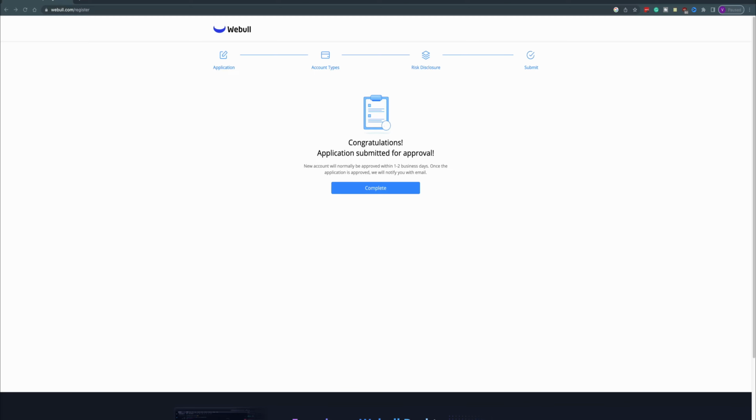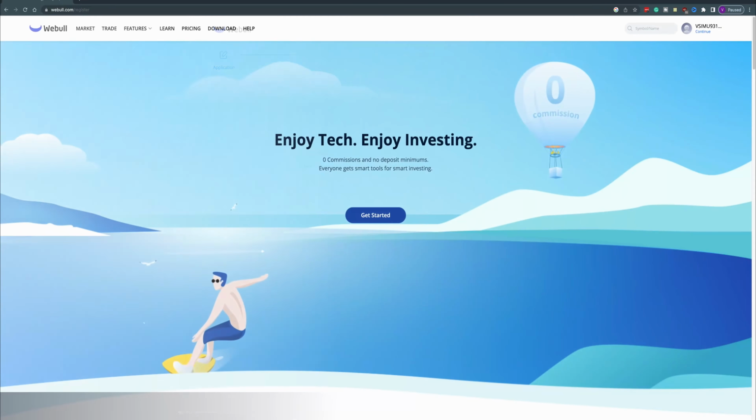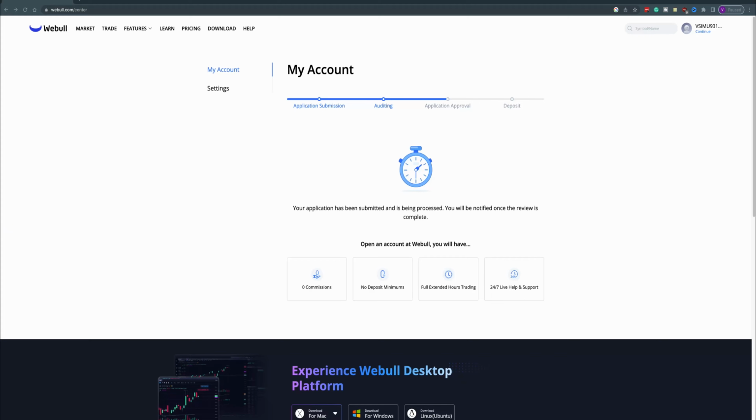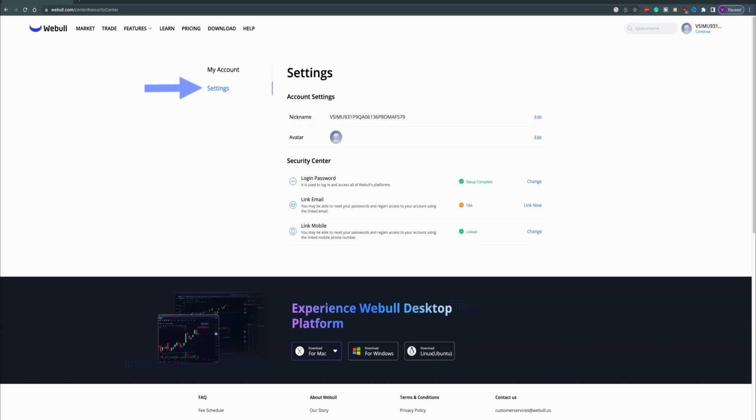Click Complete and then you will be prompted back to Webull, but this time you will be logged in with your account. On the top right side, you can see your name, which you can obviously change. As you can see, the application I just submitted is pending approval. However, until this gets approved, we can do a few things. If you click Settings, you can change your nickname and avatar, plus to change your login password, link an email or your phone if you have not done so already.